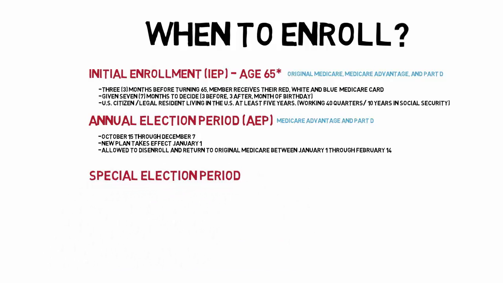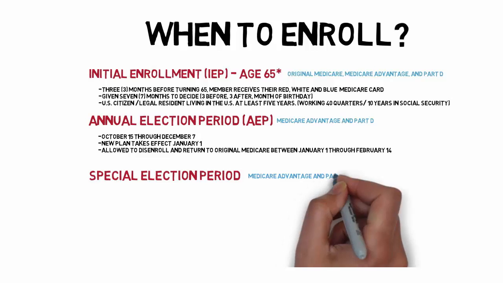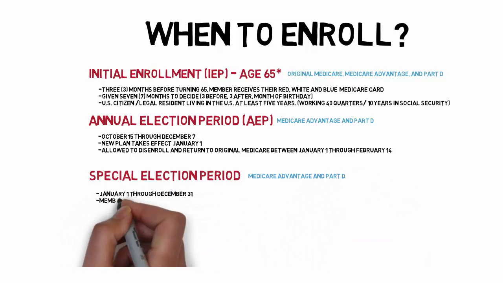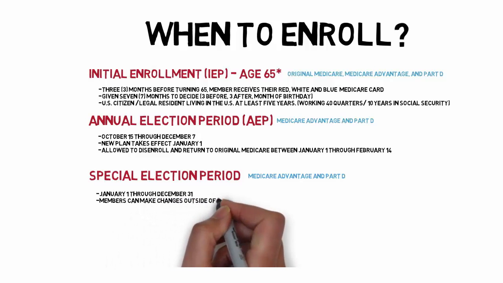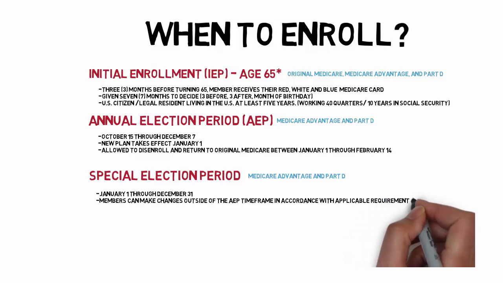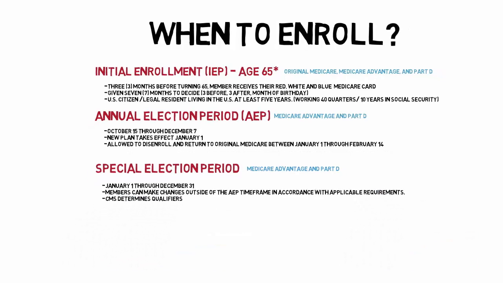Then we have special election periods. These are certain special situations where you can change plans or make changes during the year from January 1st through December 31st. But Medicare determines whether or not you get a special election period.